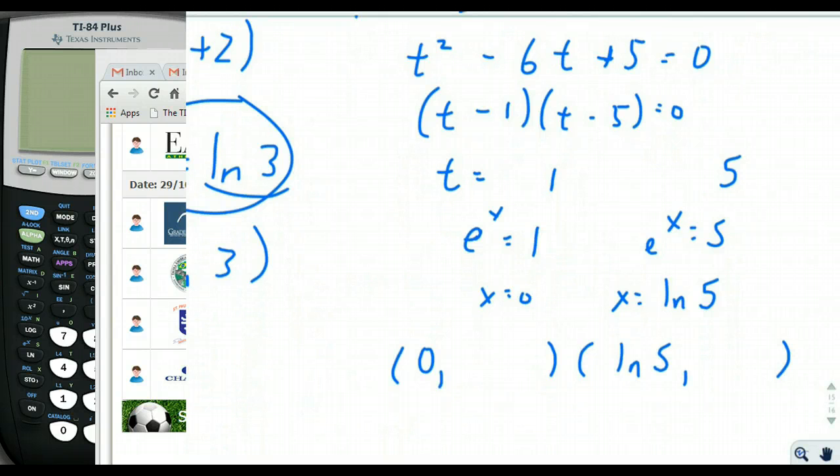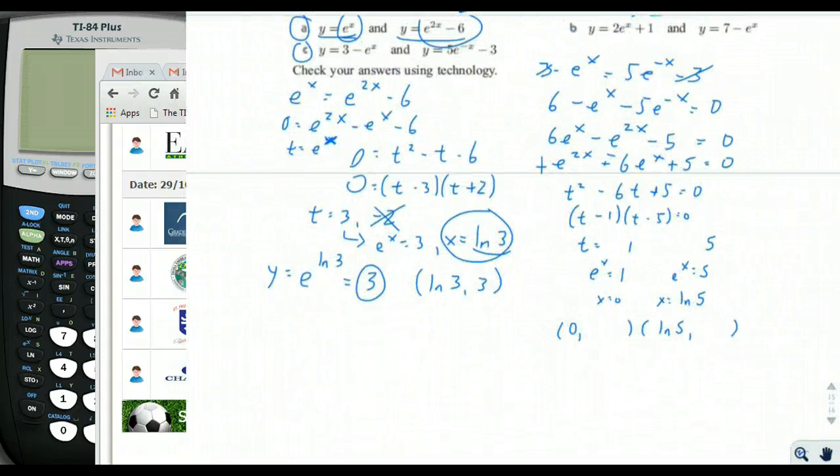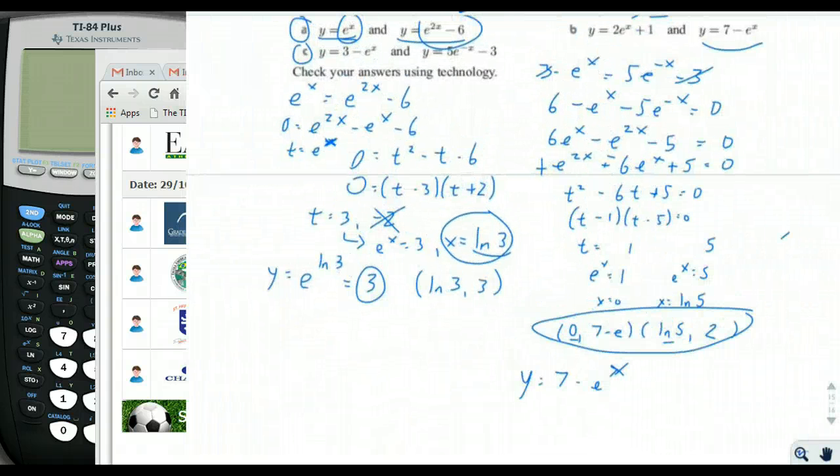How do we find the y-coordinate? The y-coordinate, we just use the original equation. This one looks easier to use, doesn't it? So y is equal to 7 minus e to the x. So in the case of this one, x is 0, so it's 7 minus e to the 0, so that's just 7 minus 1. And then for this one, natural log of 5, e to the natural log of 5 is 5, 7 minus 5 is 2. Okay? So we're done.